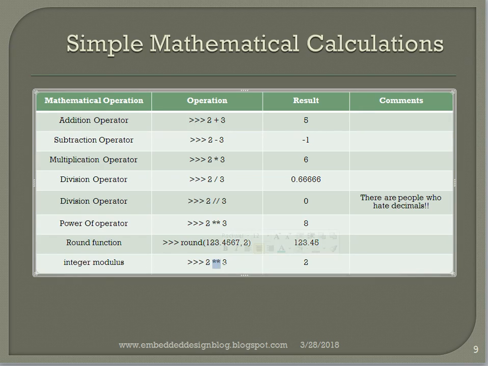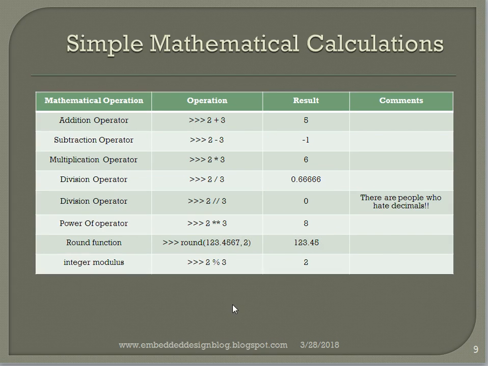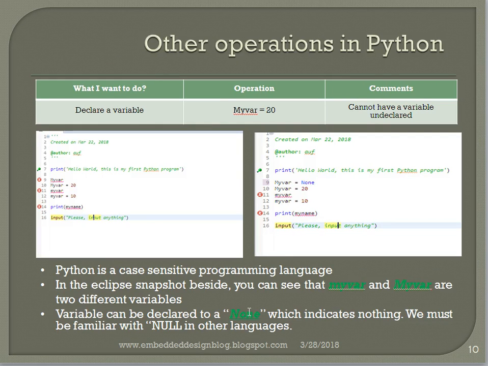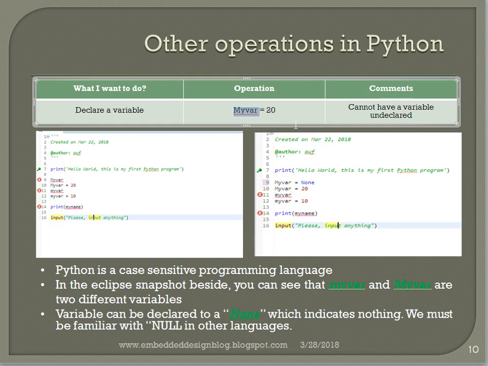Now going further, let's start with a simple variable declaration. When you declare a variable in Python, it needs to be assigned something. If you declare a variable myvar, you should assign it something. Python cannot have an undeclared variable. If you see the snapshot below, which is from Eclipse, when a variable is declared without any assignment, it is shown as an error, but with assignment it is not giving any error. So declaring a variable is very important.